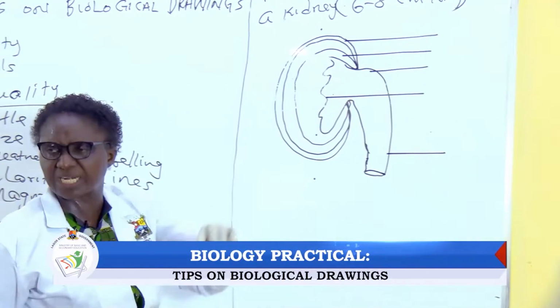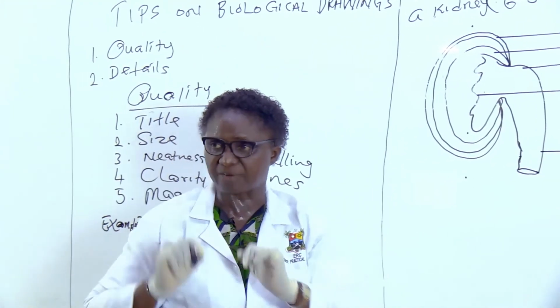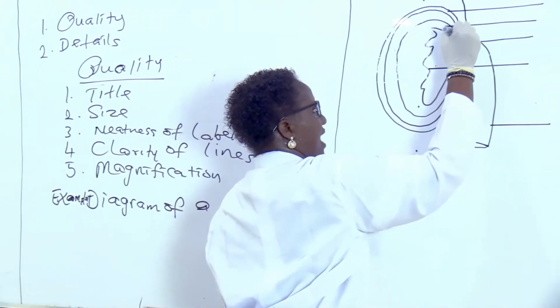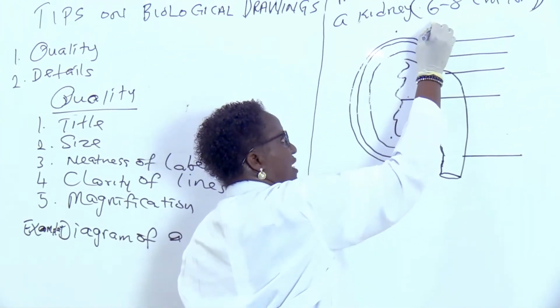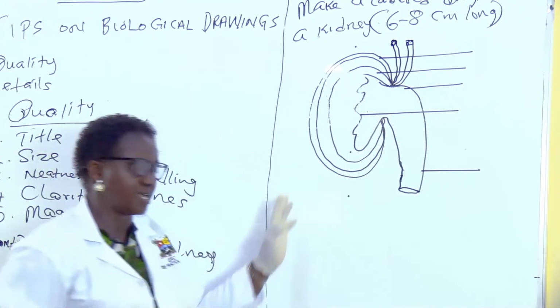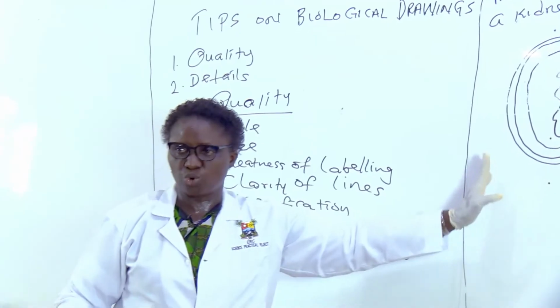Looking at my drawing, I quickly remembered I did not indicate blood vessels. Blood must flow into my kidney. So quickly, I put the blood vessel here, if my specimen has it. If it does not have it, I may not bother about this. Class, you are going to label this.